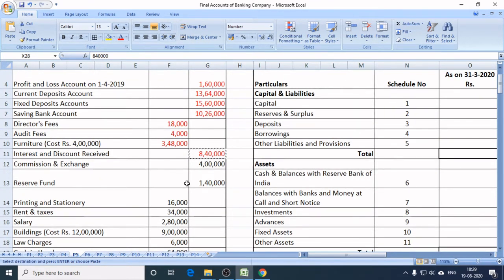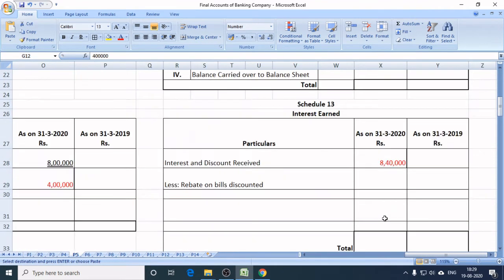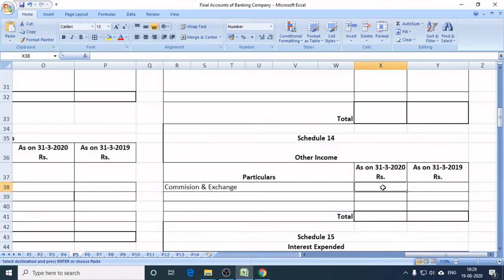And here now commission and exchange. Now it also has a credit balance, it is also the bank's income, but it is not earned by a bank on account of interest. It is earned on account of commission and exchange, and for that we have schedule number 14. So here we will show it under schedule number 14.